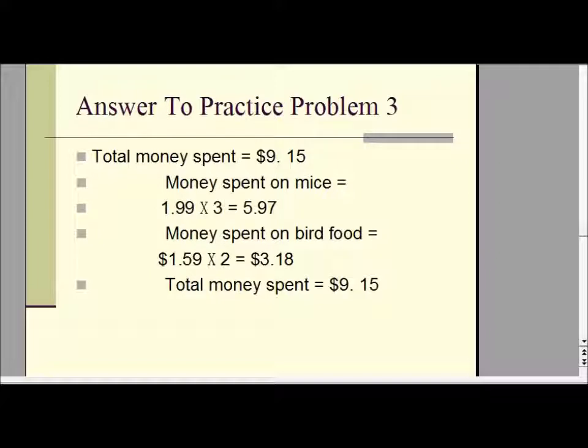The answer to practice problem 3 is $9.15. The money spent on the mice was $1.99 times 3 equals $5.97. The money spent on bird food was $1.59 times 2 equals $3.18. The total money spent equals $9.15.